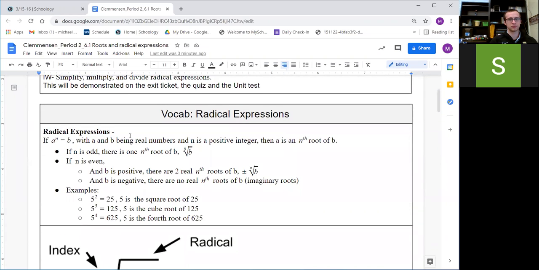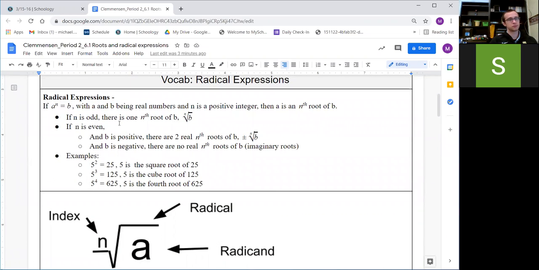All right. So we'll start with our vocab. Again, we're talking about radical expressions. That means that we have that radical bar, which is a square root, cube root, all that type of stuff. There's a couple of things that we're going to go over first before we go into the different things they're talking about, and that's how we define a radical.